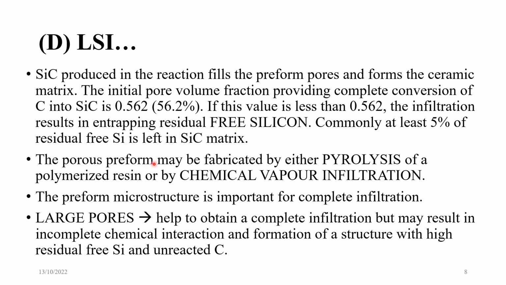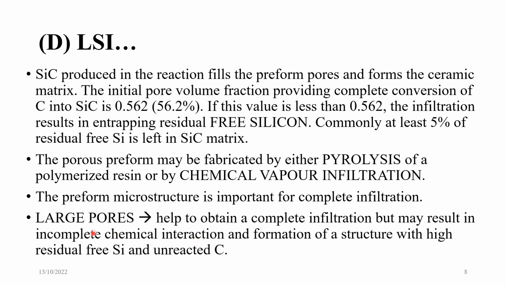The porous preform may be fabricated by either pyrolysis of a polymerized resin or by chemical vapor infiltration. We have already studied what is chemical vapor infiltration. The preform microstructure is important for complete infiltration. Large pores help to obtain a complete infiltration but may result in incomplete chemical interaction and formation of a structure with high residual free silicon and unreacted carbon.